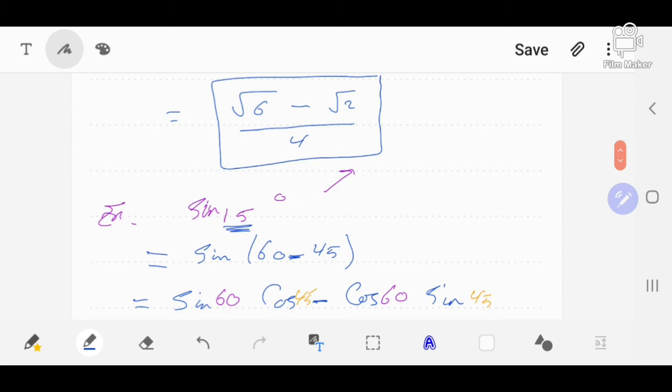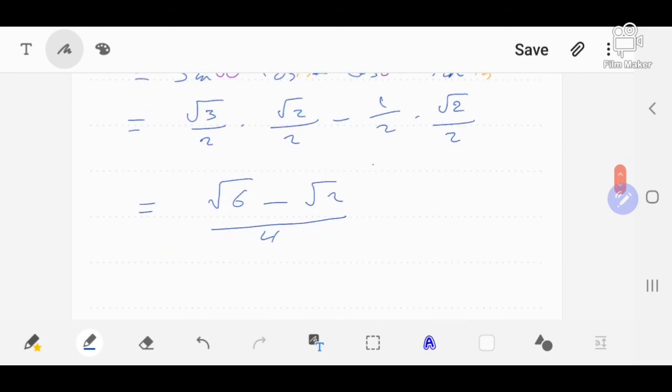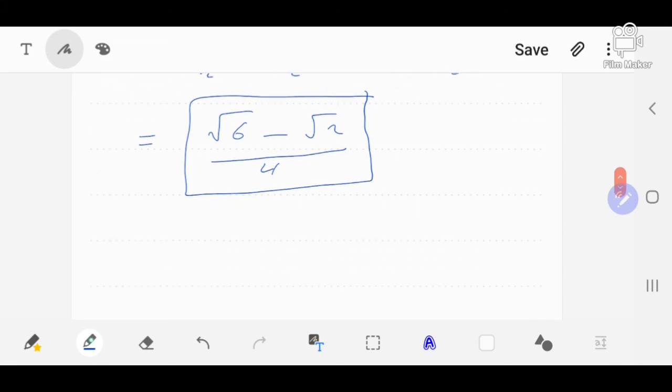These formulas are easy to memorize. Now your question will be, to do this question, let's try to find tan 15 degrees. Try to do this on your own.